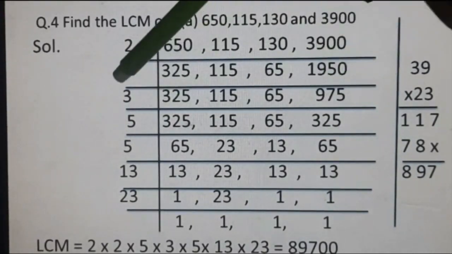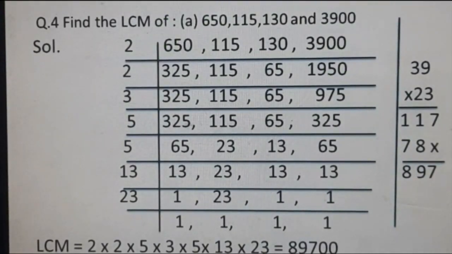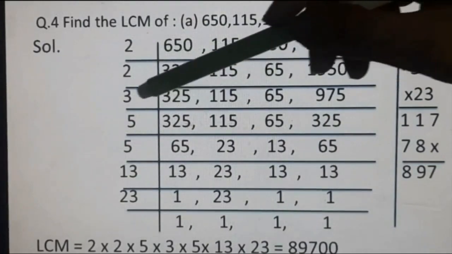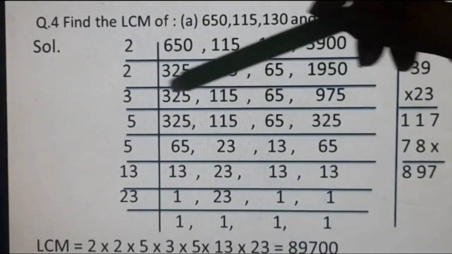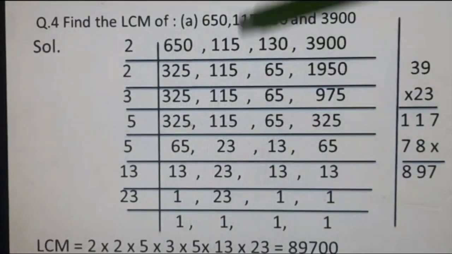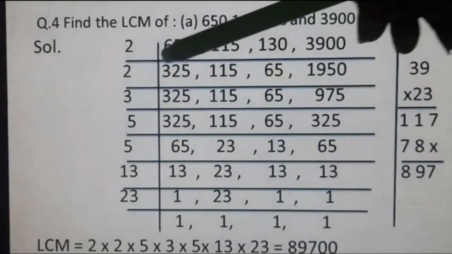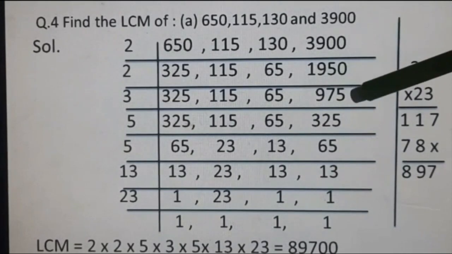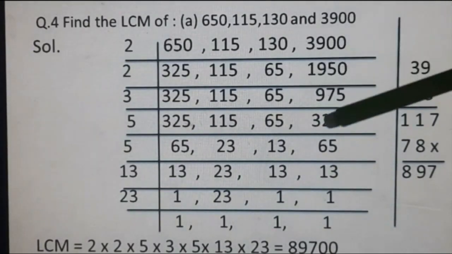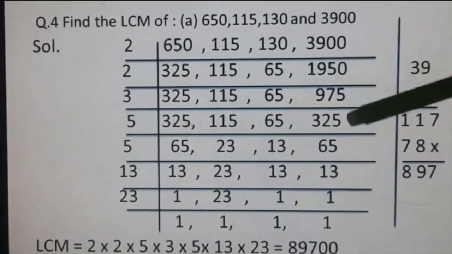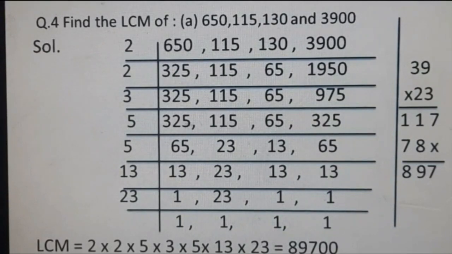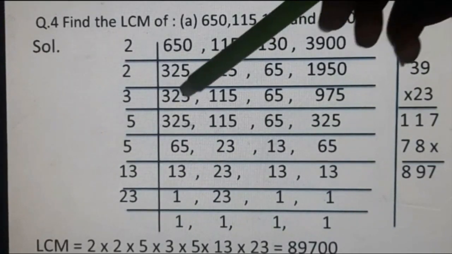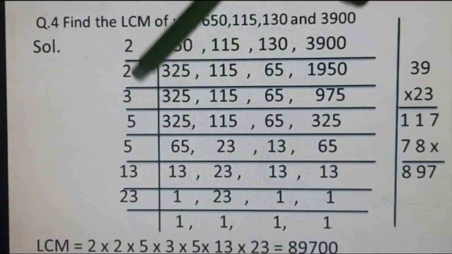So we will check for the next prime, that is 3. 325 is not divisible by 3. 115 is also not divisible by 3 completely. 65 is also not divisible by 3 completely. 975 is divisible. So 3 3s are 9, 3 2s are 6, 3 5s are 15. Right? Next, now we will take the next prime, 5.